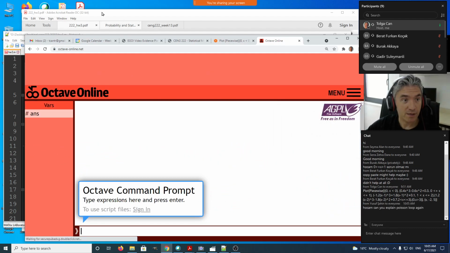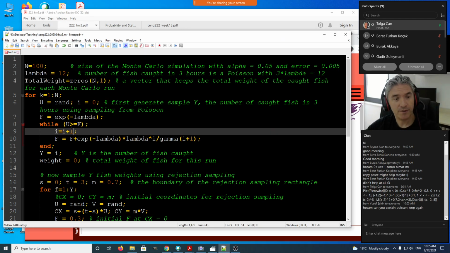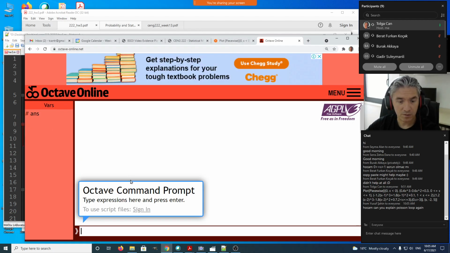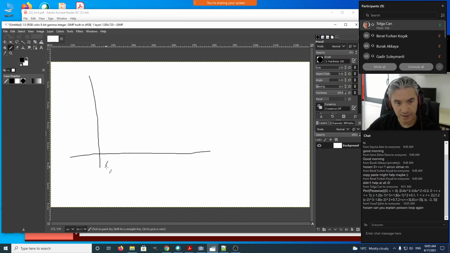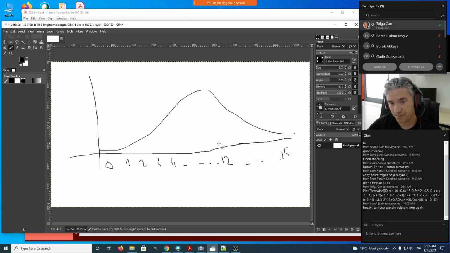Oh, the Poisson loop, yeah, let me explain the Poisson loop again. The Poisson is a discrete distribution: 0, 1, 2, 3, 4, something like this. 12 is the expected value here, then 15, and it goes on like this all the way to infinity. When you look at this Poisson distribution for lambda equal to 12, it's going to probably be something like this. But this is not a continuous distribution. It's a discrete distribution.